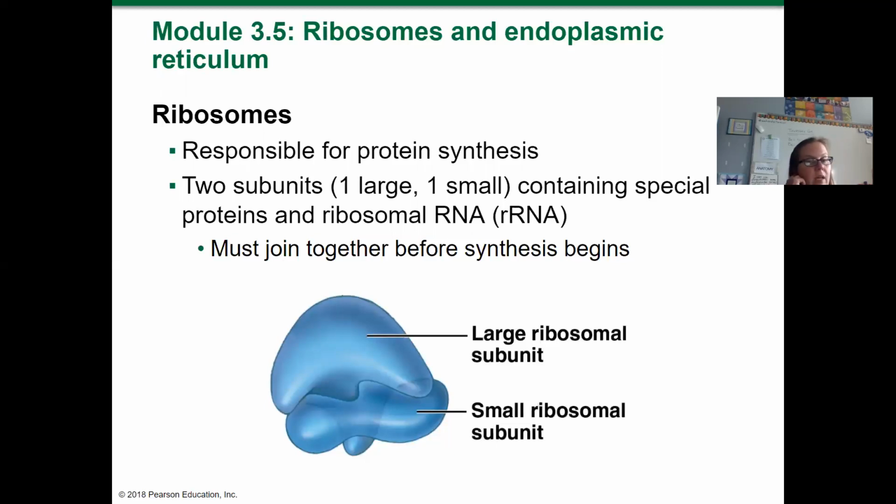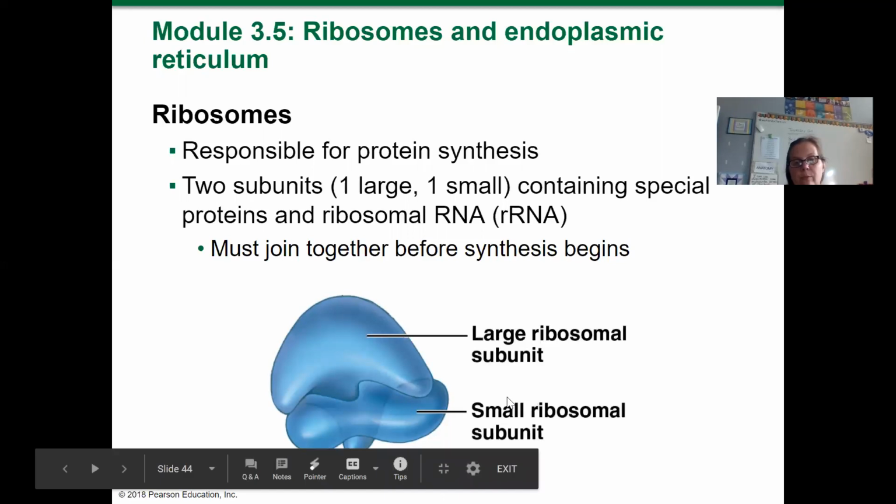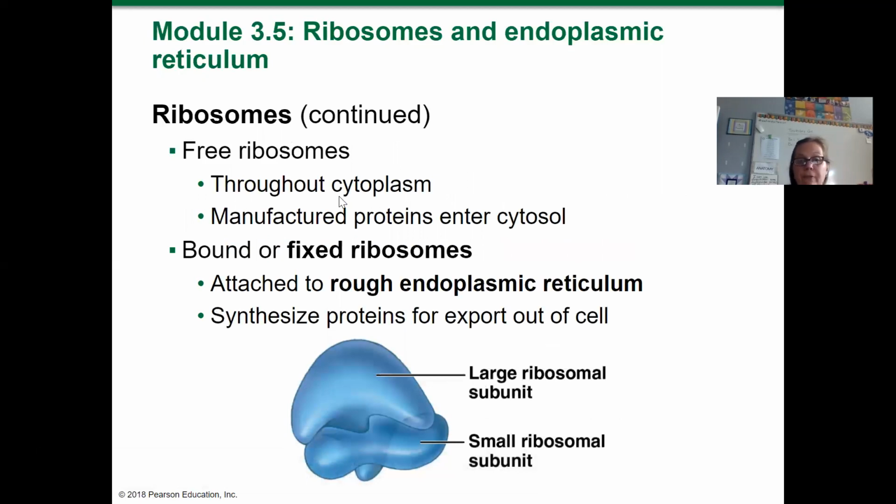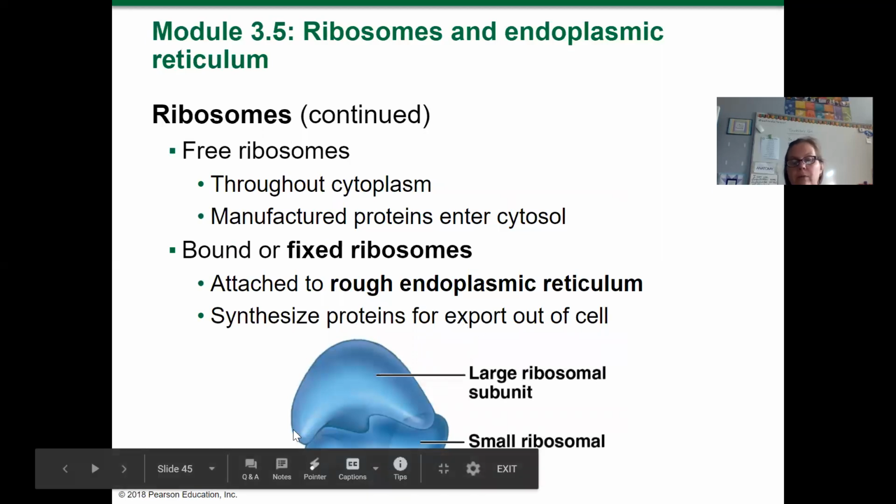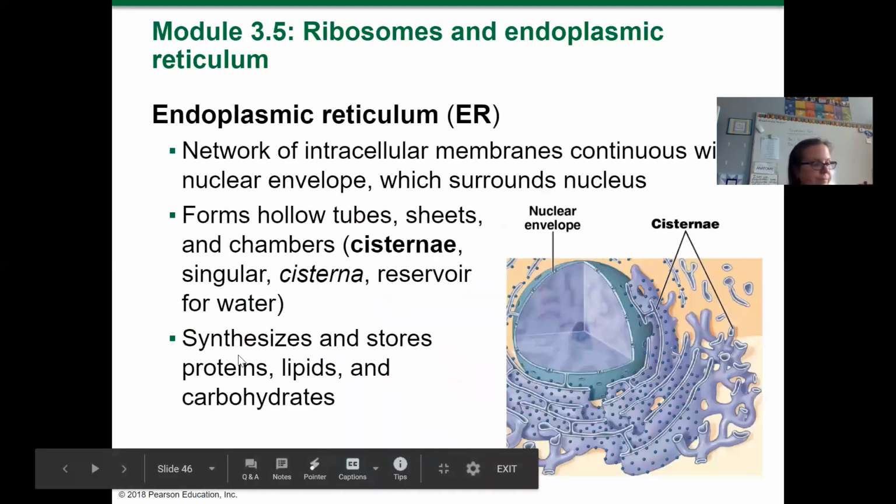So ribosomes, if you remember ribosomes for transcription and translation, ribosomes are composed of 2 subunits, one big one, one small one, and they have to join together before that mRNA sits right here and starts to translate. Some are free throughout the cytoplasm, and some are actually attached to the rough endoplasmic reticulum. Remember, that's why it's called the rough endoplasmic reticulum. So that's where a lot of proteins are synthesized.